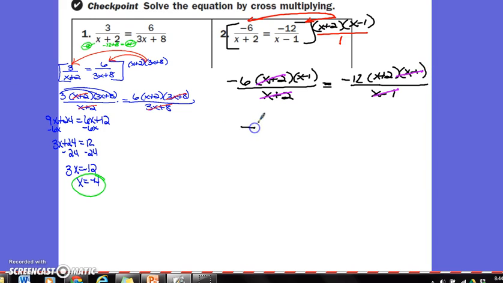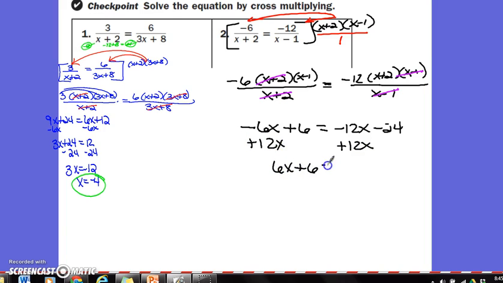So negative 6 times x is negative 6x, negative 6 times negative 1 is positive 6 equals negative 12 times x is negative 12x, negative 12 times 2 is a negative 24. Multi-step equation, plus 12x plus 12x, so 6x plus 6 equals a negative 24, minus 6 minus 6, 6x will equal a negative 30, x will equal a negative 5.